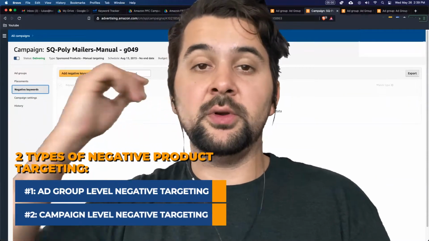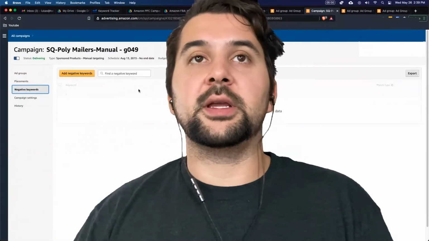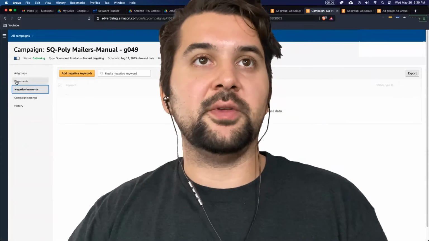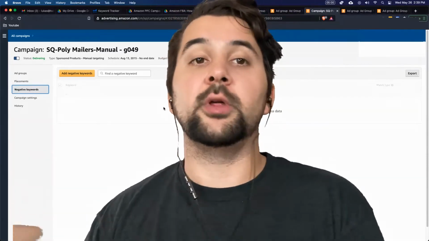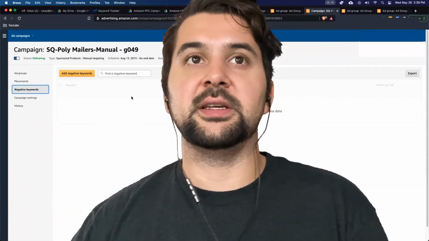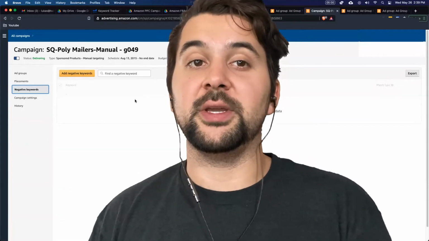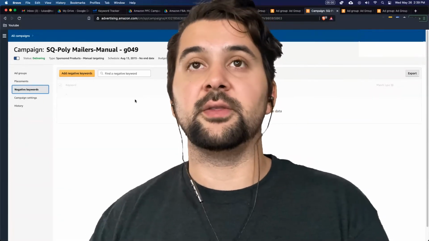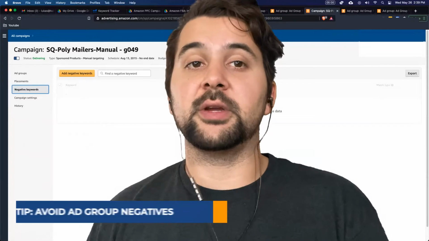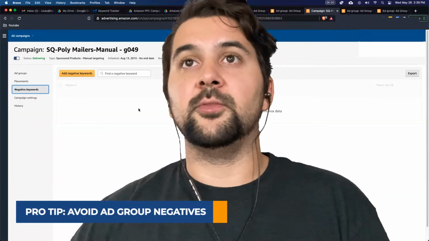There's both ad group level negative targeting and campaign level negative targeting. So if you were wondering why you weren't getting served ads, you came here to the campaign and looked at negatives, and you're like, oh, well, it's not negatives because I don't see any negative keywords. It could still be ad group negatives that are throwing you off. So you really need to be careful to avoid that. Look in both those places.